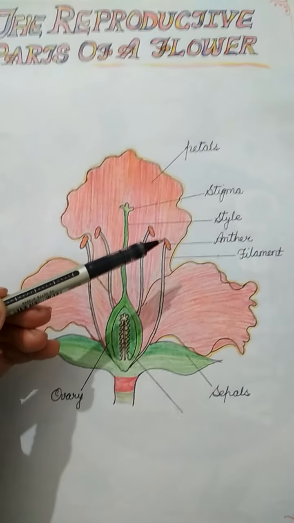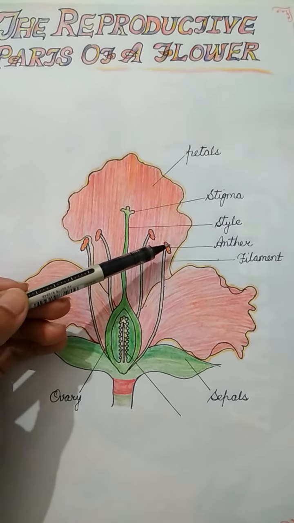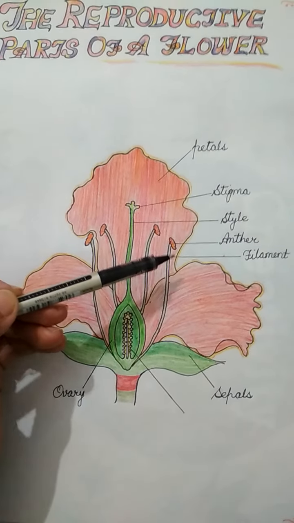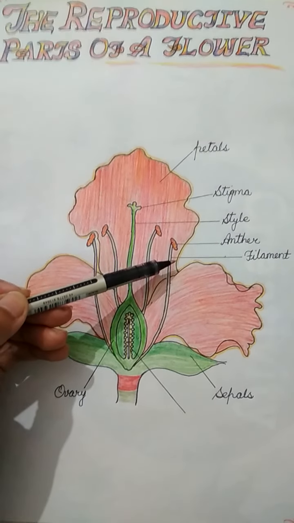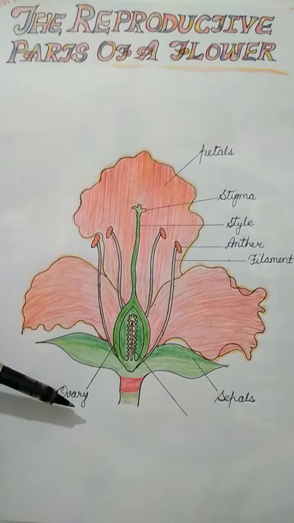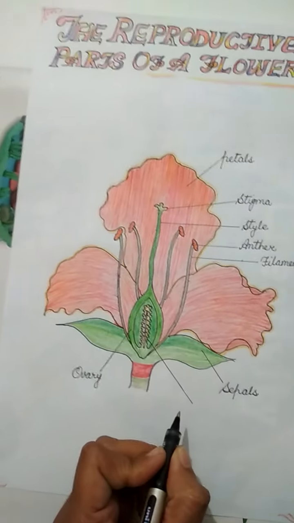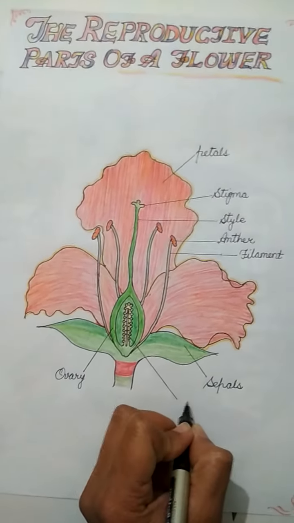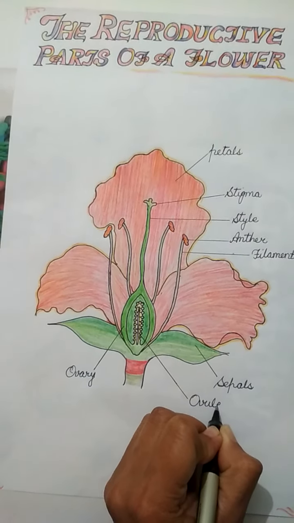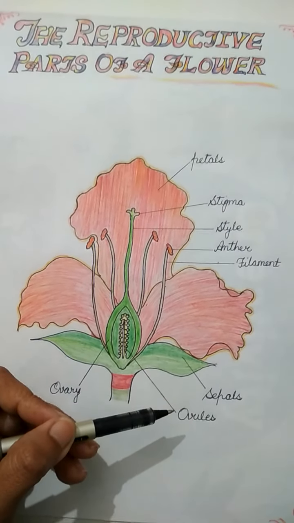So the flower, anther and filament. Once more, I'm going to make you clear. The anther and filament make the male part of a flower, and stigma, style, and ovary make the female part of a flower. The ovary of a flower contains ovules that further produce seeds.